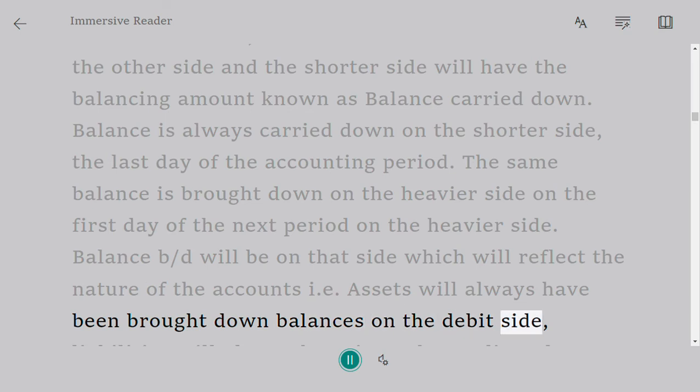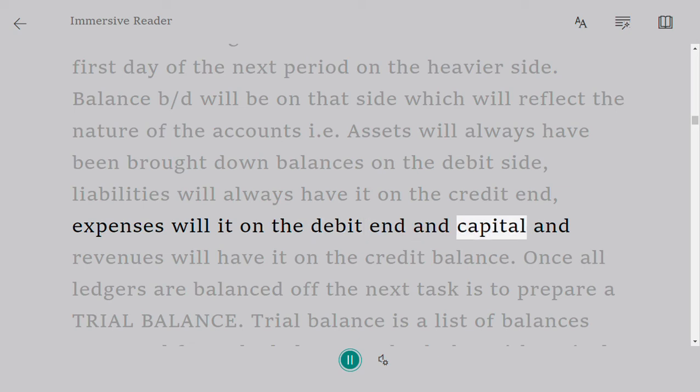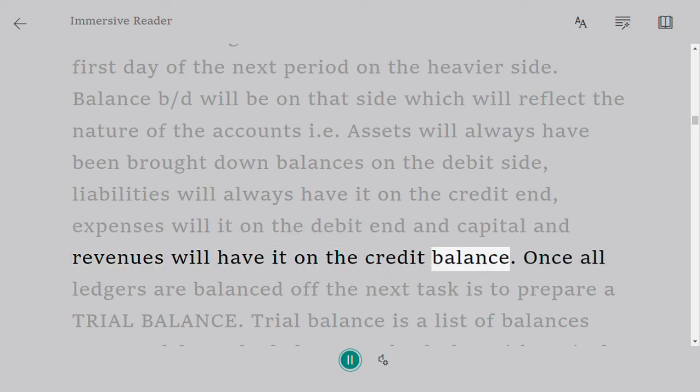Liabilities will always have it on the credit end. Expenses will have it on the debit end. Capital and revenues will have it on the credit balance.